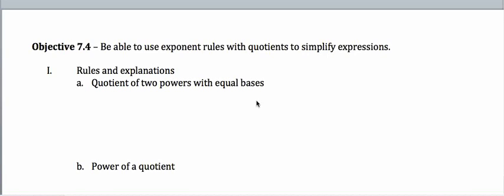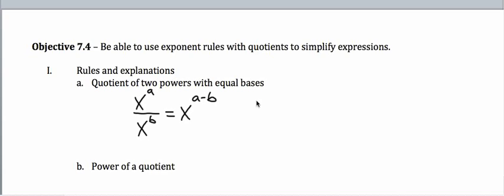Alright guys, today we've got some more exponent rules that we need to learn. All of the ones yesterday were all derived from multiplication. So now we're going to look at some ones that have quotients involved, that have division involved, okay? So here, quotient of two powers with equal bases. This one says if we have x to the a divided by x to the b, we should subtract the exponents.